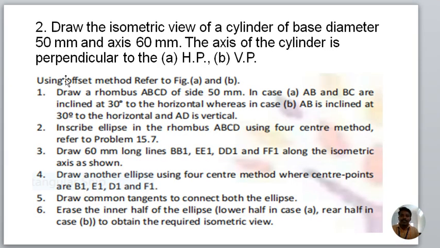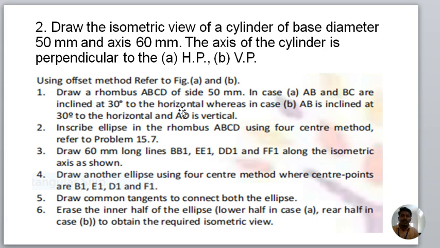To take another example problem: draw the isometric view of a cylinder of base diameter 50 mm and height 60 mm. The axis of the cylinder is perpendicular to the horizontal plane and vertical plane. Here the base of the cylinder is perpendicular to the horizontal plane and vertical plane, and the diameter is 50 mm, the axis is 60 mm.